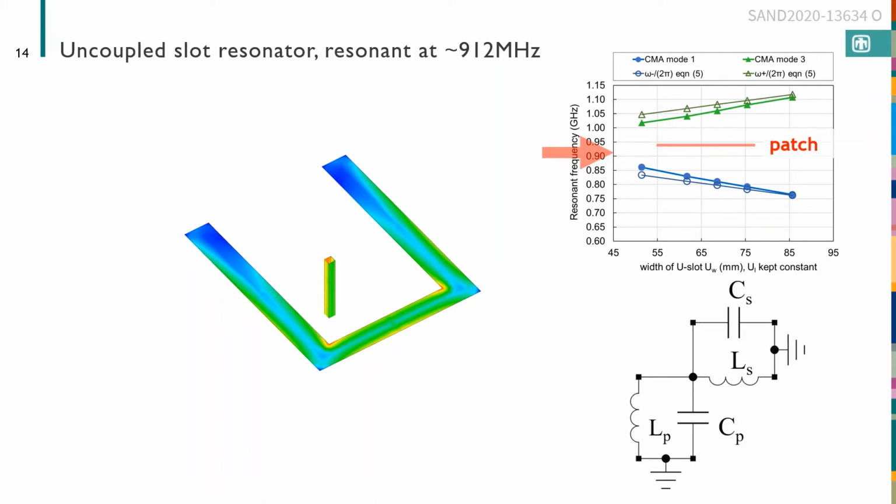The other thing you can do is you can use CMA to create a real simple circuit model of this resonator that involves the LC resonator of the slot and the LC resonator of the probe. And that goes a long way to explain why this U-slot is much longer than you would expect for 900 megahertz.